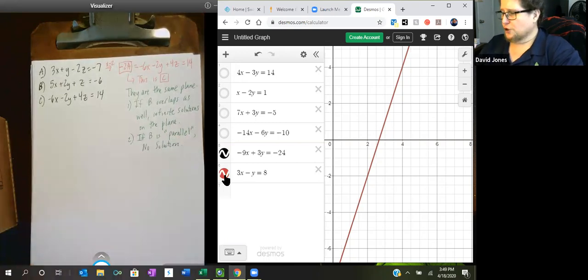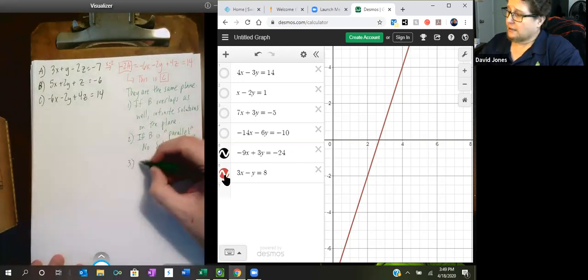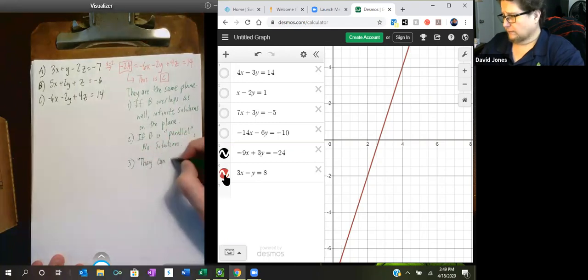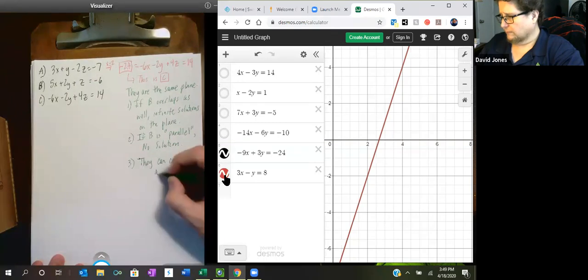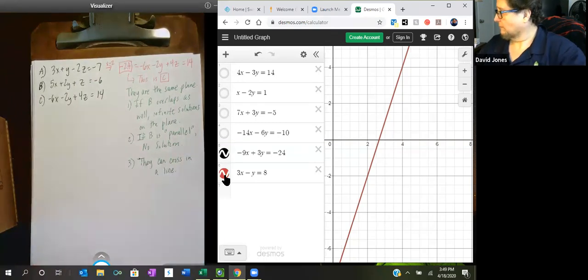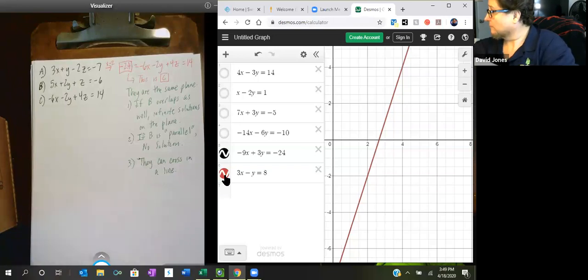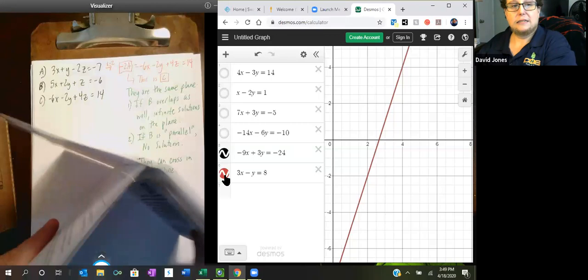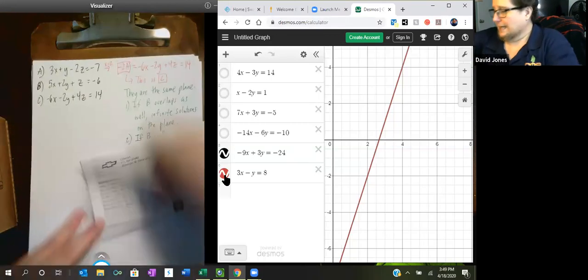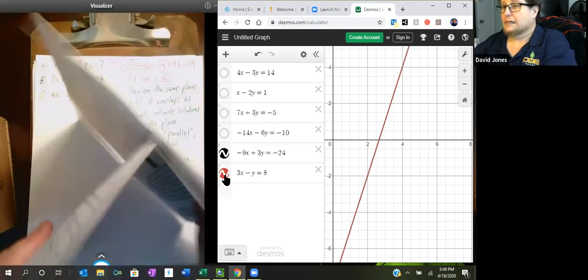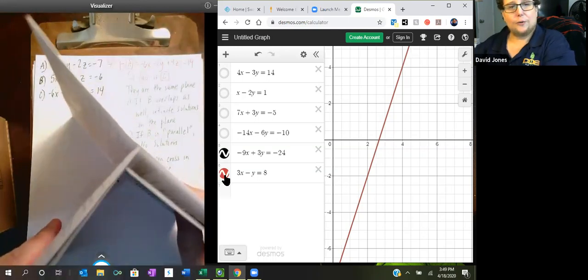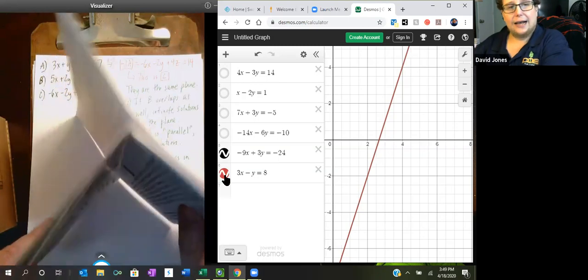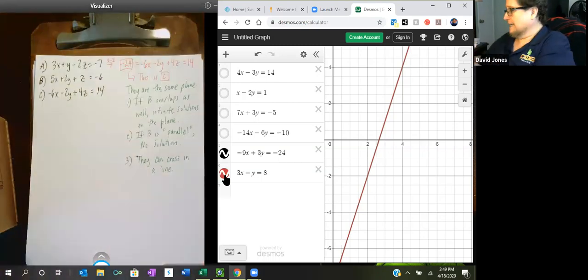And the only other way 2 planes can cross, option 3, they can cross in a line. Like having, see if I can do this very well. That's not a very straight plane, is it? Pretend this page goes all the way through the other one. They're making a line on this seam right here. Okay.